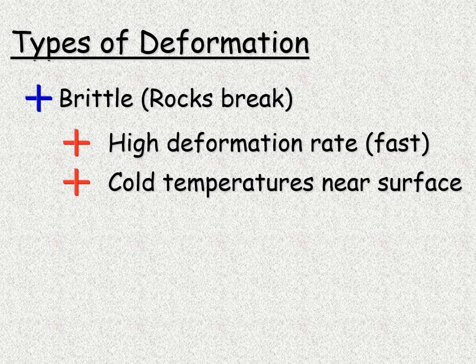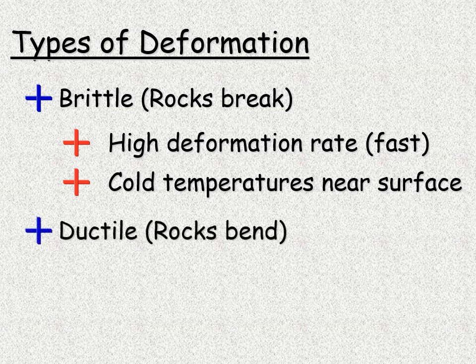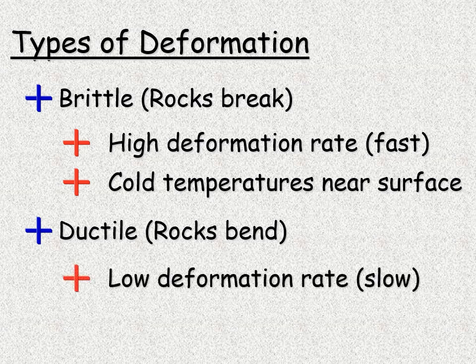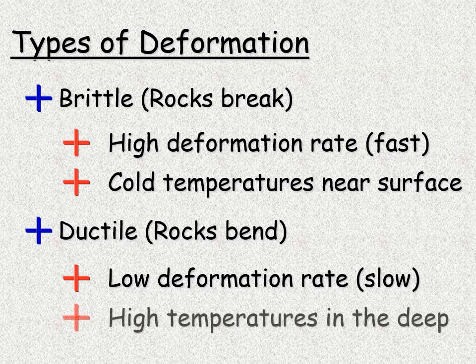The second type of deformation is called ductile deformation. Rocks bend. They don't break, but they bend. That happens during low deformation rates, when the rocks are stressed very slowly over periods of millions of years, then they slowly bend. And they also bend when they are warm, which happens when the rocks are deep inside the earth. The determining factor as to whether you'll have brittle deformation as opposed to ductile deformation has to do with the temperature that this is happening at.